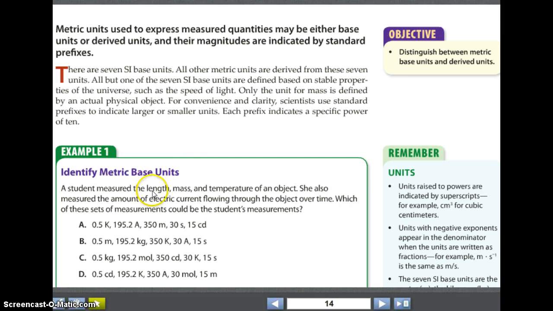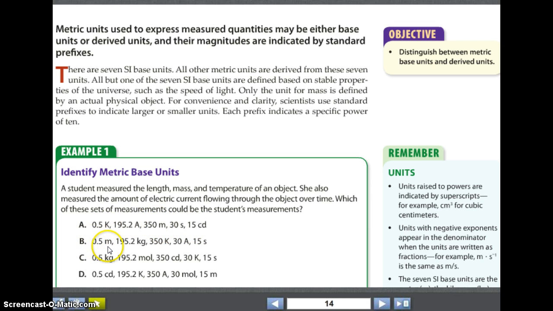Okay, so let's take them one at a time. First of all, she measured length. What is the unit for length? Meters. How is it abbreviated? M. All right, so let's look. Does A have a lowercase m? Yep, it does. Okay, so A is a possible answer.